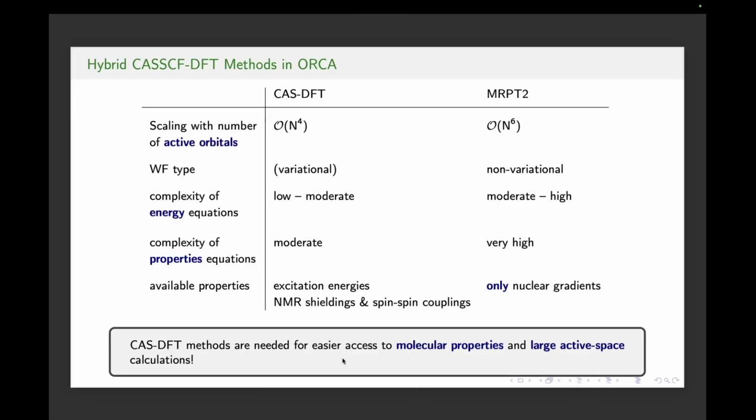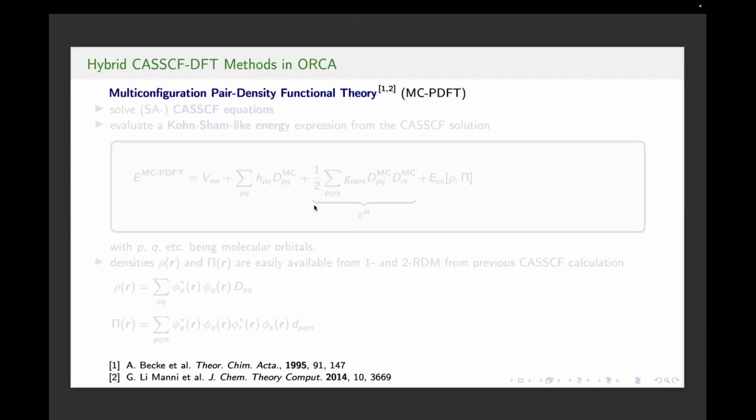So to summarize, CAS-DFT is very beneficial for molecular properties and large active space calculations, and this is the reason why we have started pursuing the development of CAS-DFT methods. The first CAS-DFT method I would like to talk about today is multi-configuration pair-density functional theory, MCP-DFT, which is also now available in ORCA 6.1.